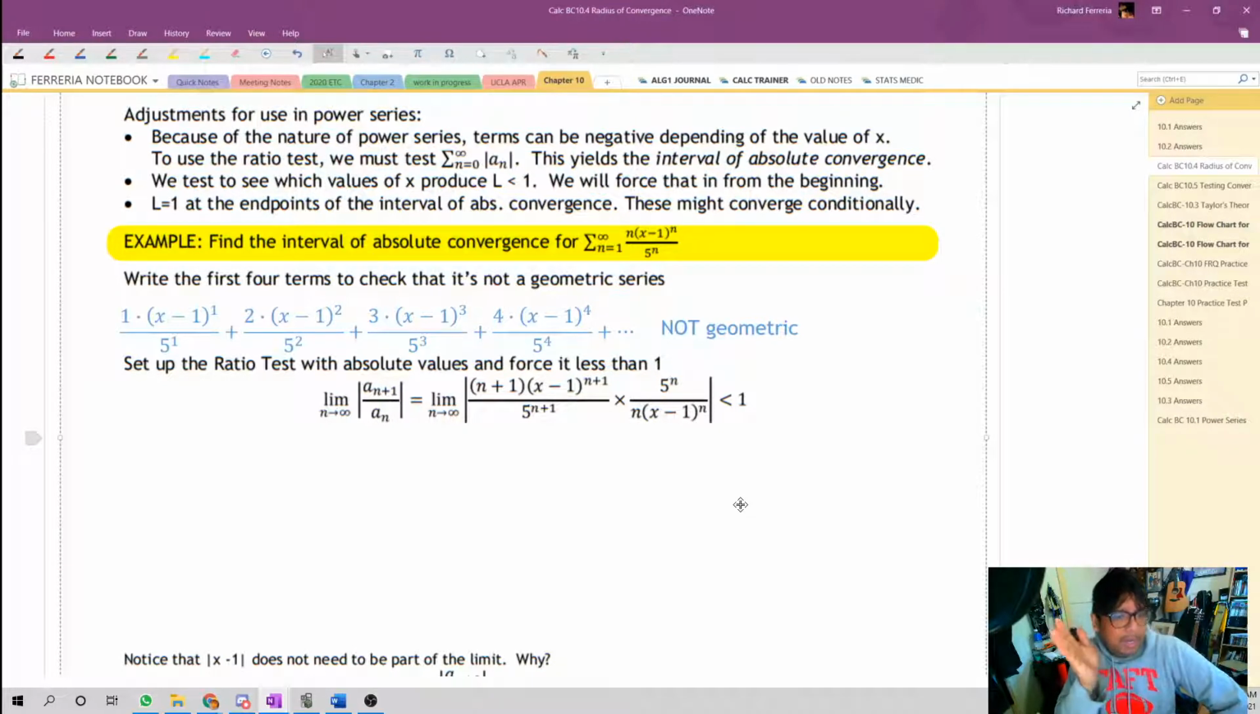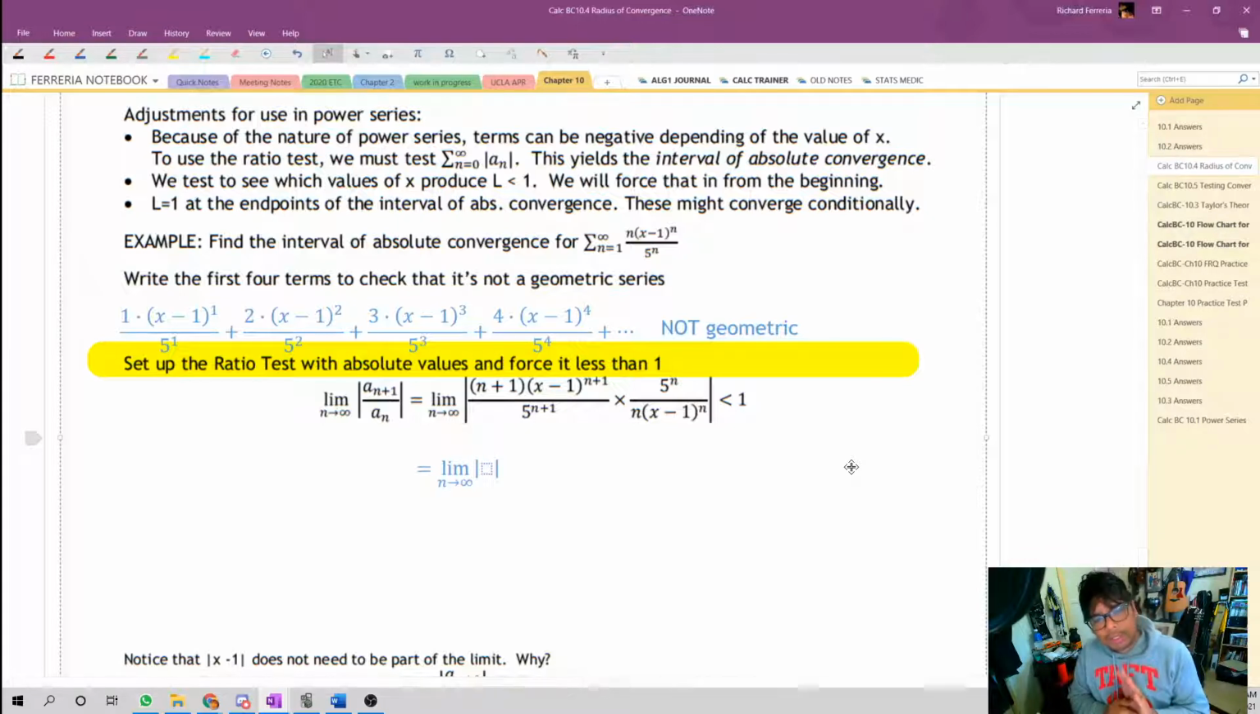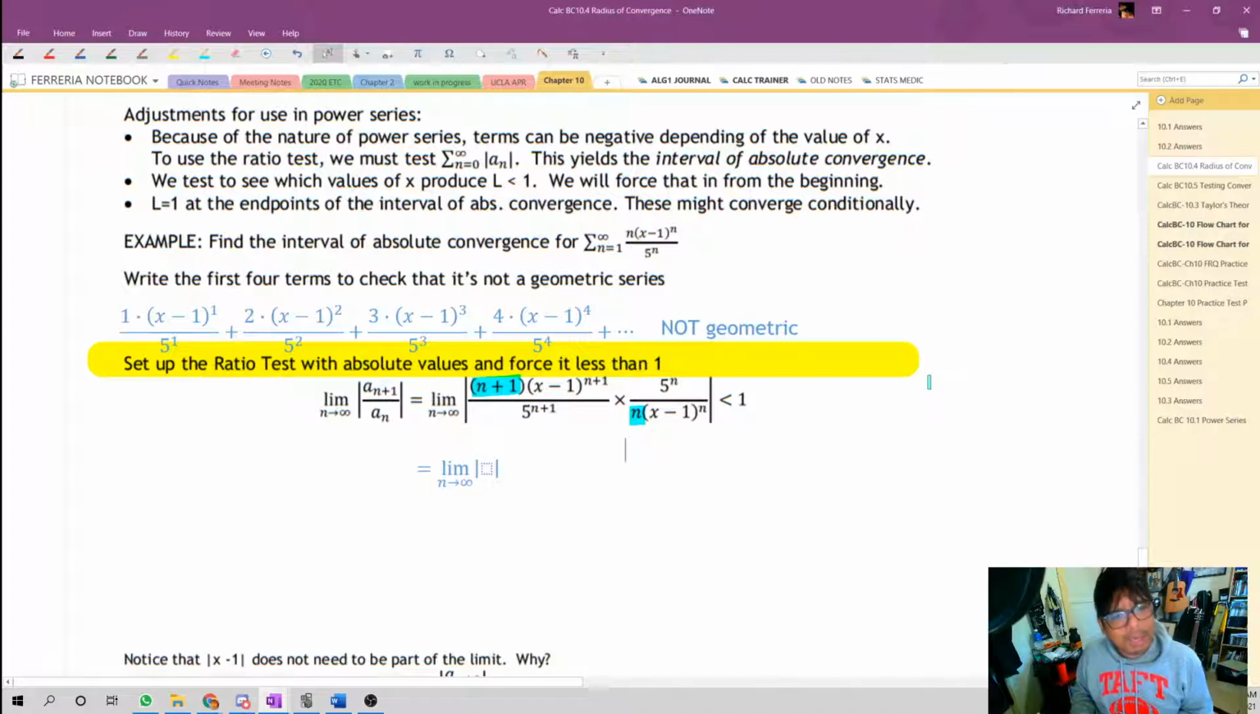ratio test, and nicely this problem has actually set up the ratio test for us. With this extra bit right at the end, we're making the limit less than 1 because we want to force this to show us for what values of x this limit will be less than 1. So we're going to do some simplification. The first thing I'm going to look for is any piece that's algebraic, and that's n plus 1 over n. Let's put that in our limit.